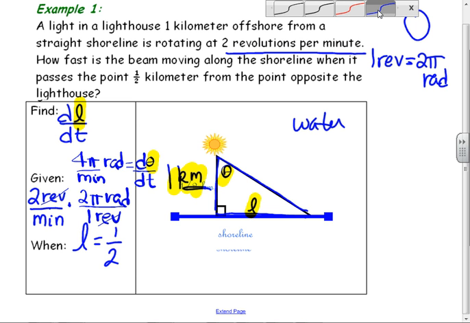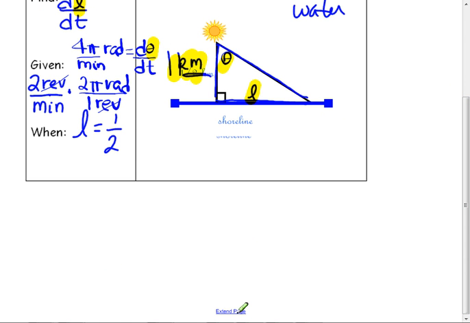What relates sides with angles? Tangent. Trigonometry is the way to do it. I want tangent because I don't know anything about that side. I can't do sine or cosine because I know nothing about the hypotenuse. Actually, it can be done. It's just not very nice. So the tangent of theta equals what? L over 1.